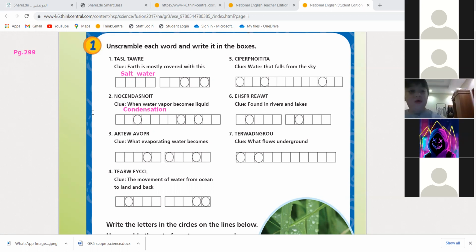When you evaporate water, it becomes what? Do we call it gas or something else? It is gas, but we call it a name. Try to unscramble the word in number three. Hi, Umar.